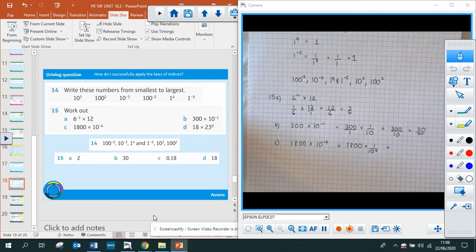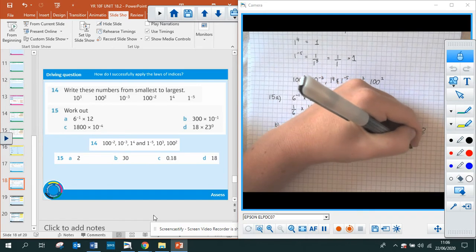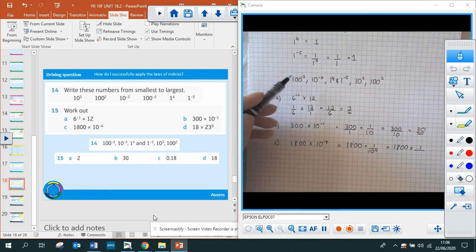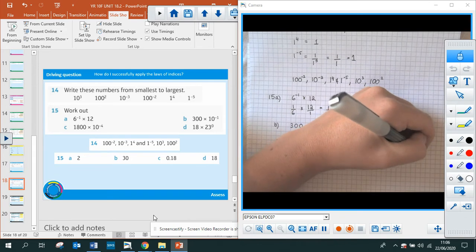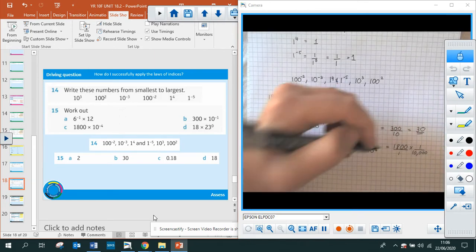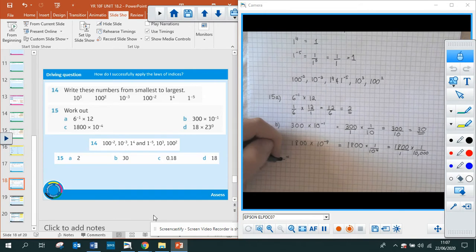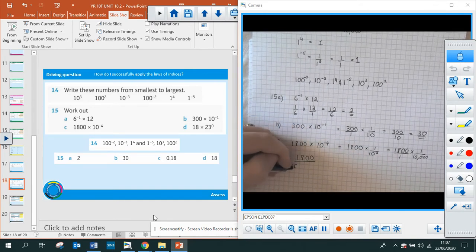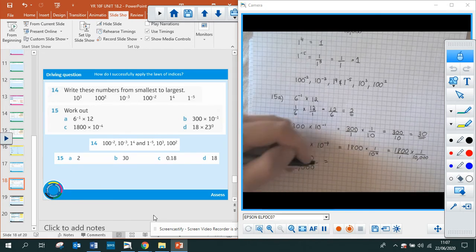So, we've got 1,800 times 1 over 10 to the power of 4. Now, 10 to the power of 4, we know 10 to the power of 3 was 1,000, so 10 to the power of 4 is 10,000. Okay, so that means it's 1,800 times 1 over 10,000. Remember, that's 1,800 over 1. Multiply our numerators, that gives us 1,800. Multiply our denominators, that gives us 10,000. Okay, so we're doing 1,800 divided by 10,000.